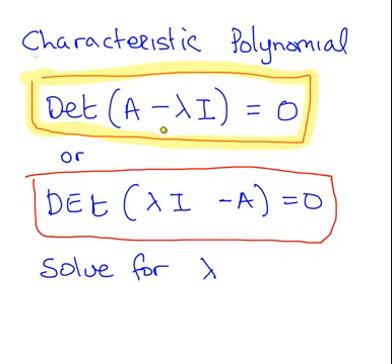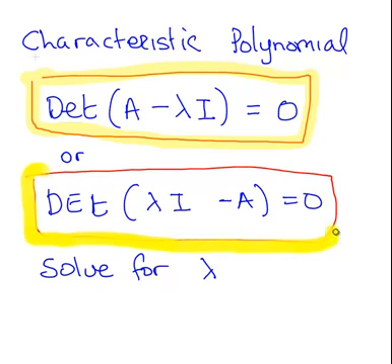In some books you get it as the determinant of A minus lambda I, and in other books as lambda I minus A. It actually doesn't matter, they're both right. Whichever way looks easiest when you're doing pen and paper calculations, just pick whichever one suits you. The idea of a characteristic polynomial is you solve for the values of lambda.